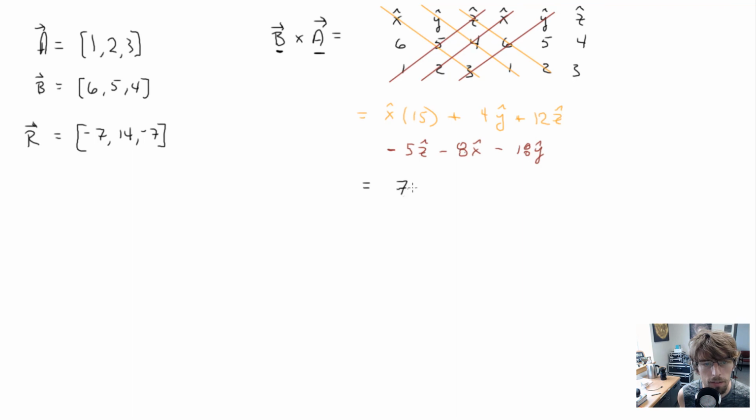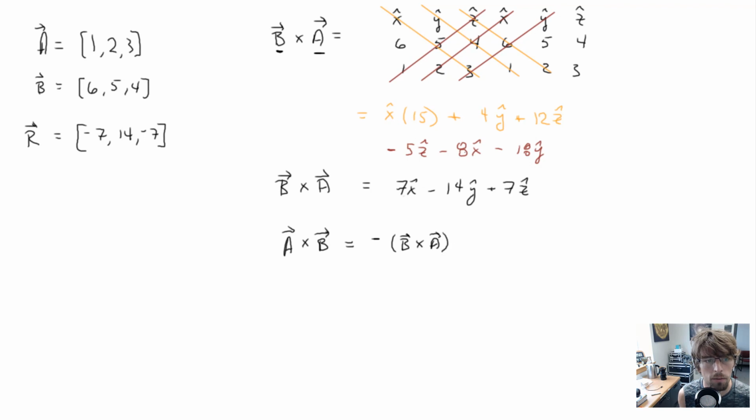So at the end of the day, when we mix it all together, we get 15 minus 8, that's 7x hat. We get 4 plus negative 18, that's negative 14 y hat. And we have 12 and minus 5, so that gives us plus 7 z hat. And so again, we see the same numbers as A cross B. There we go. So we see that A cross B is equal to the negative of B cross A.